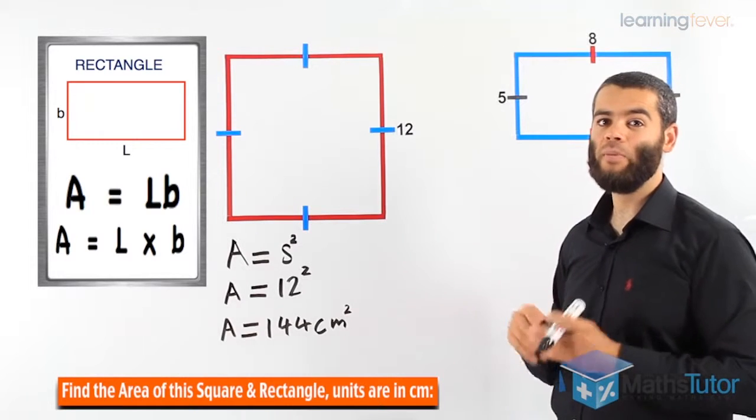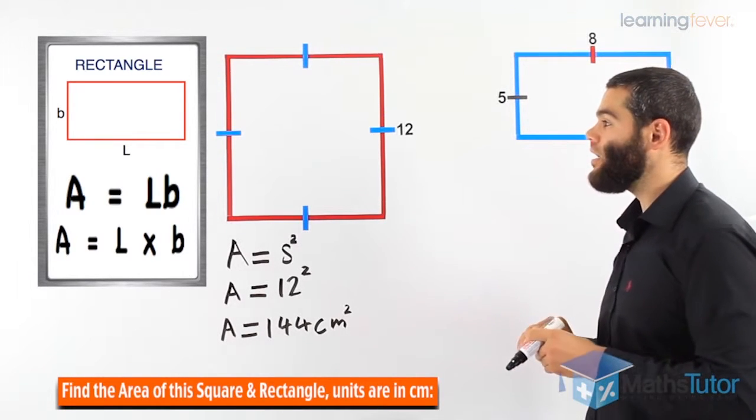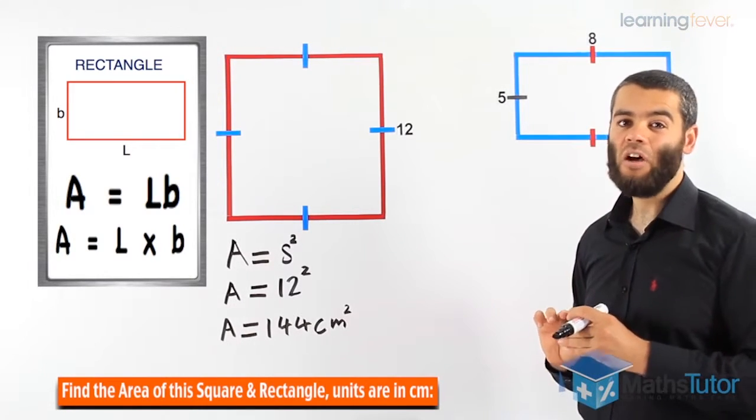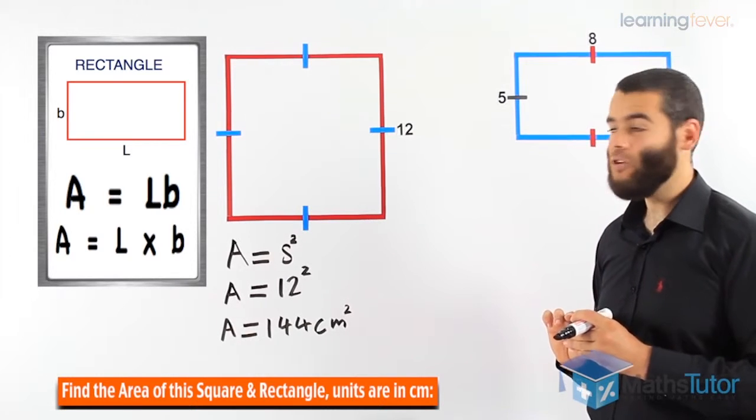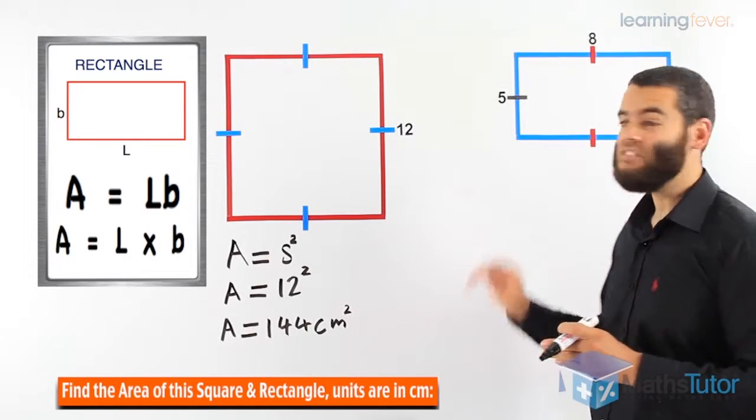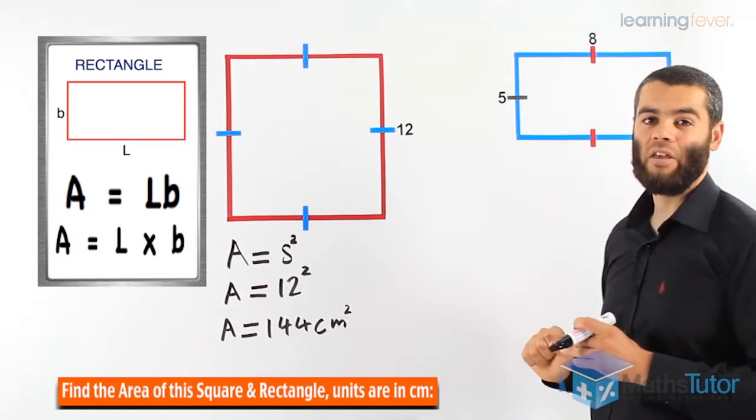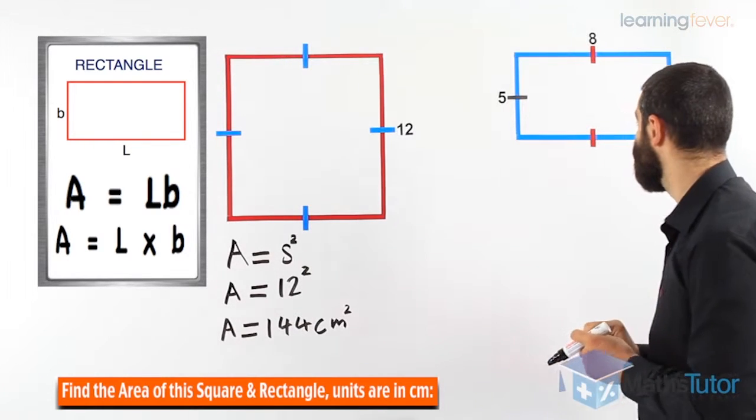In algebra we know LB means L times B. So area equals length times breadth. Short form, A equals LB. Let's see how we're going to apply it to work out the area of this rectangle.